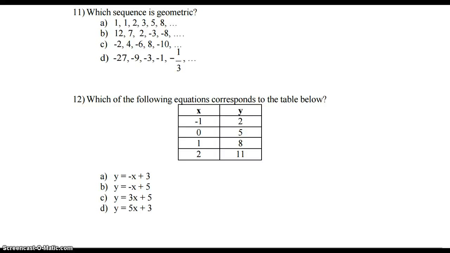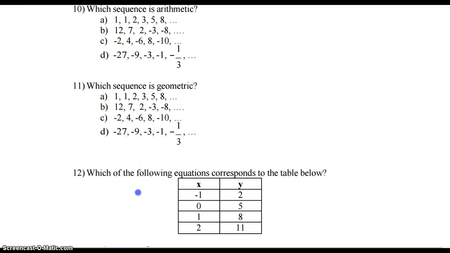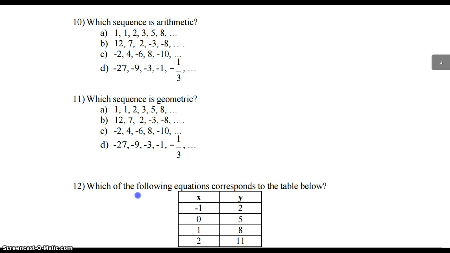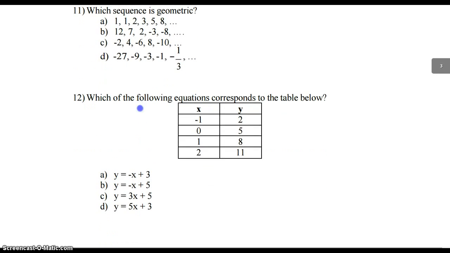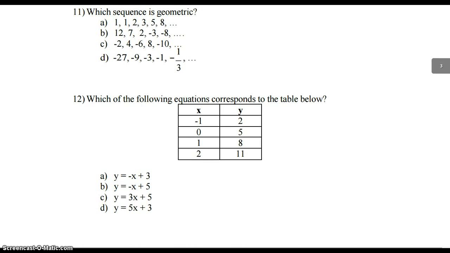Alright, let's check out solutions to the MCA packet for numbers 11 through 15. Number 11 asks us to find the geometric sequence, and these are actually all the same sequences that were in number 10, except for now we're looking for the geometric one. And we had said that B was the arithmetic one, so we can count that one out.